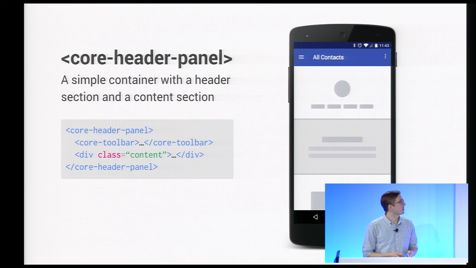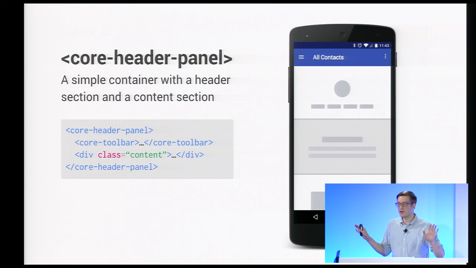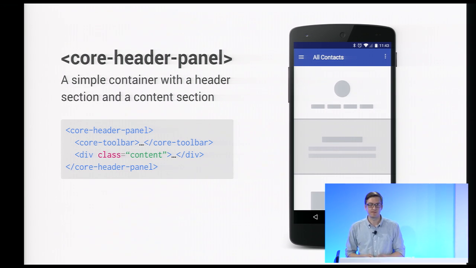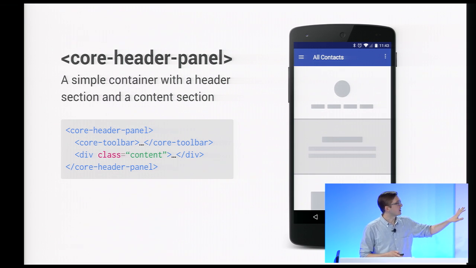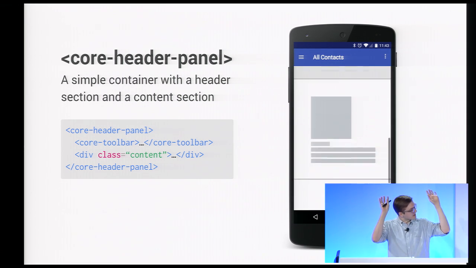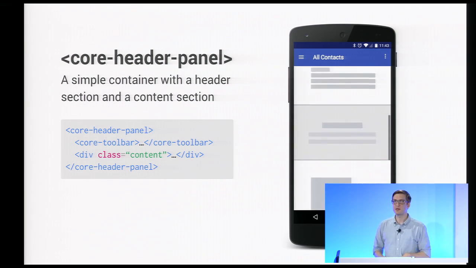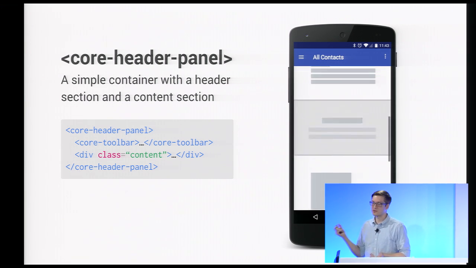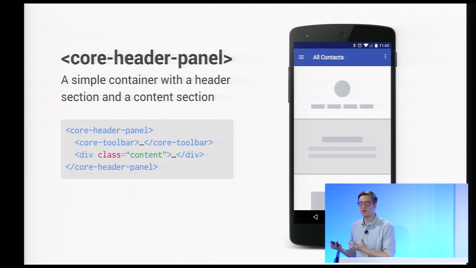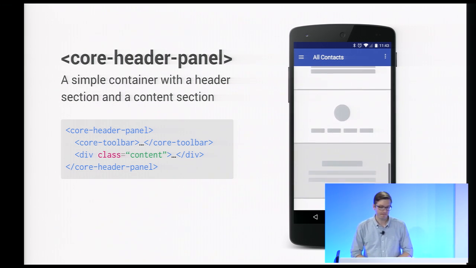And the cool thing about the core header panel is it only really cares about managing the scroll behavior for my application. And if I put a toolbar inside of it, it's going to make sure that that toolbar stays sticky up there at the top of the document, and all my other content is just going to move underneath it. Now, again, no CSS or JavaScript to make this happen. These are just smarter primitives. They know how to work together like that.